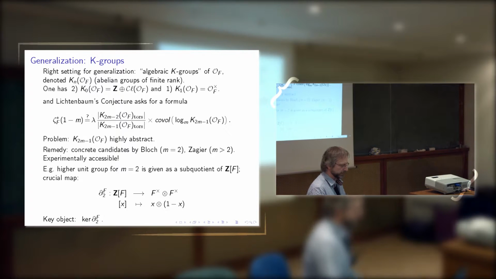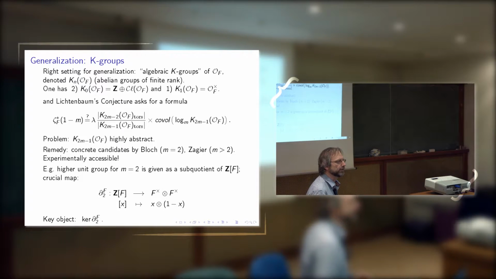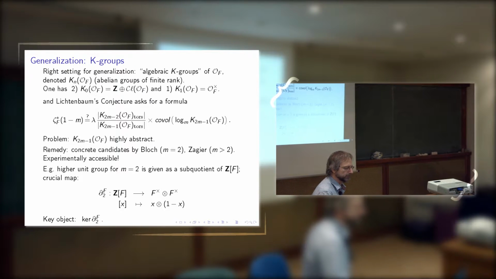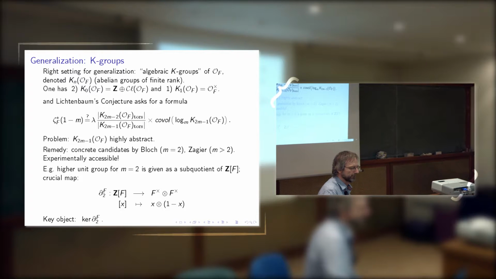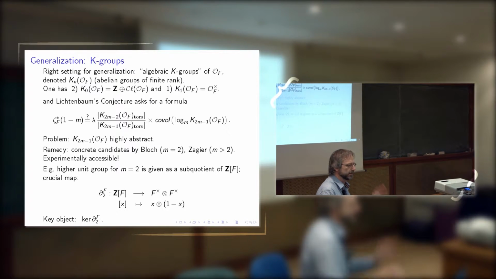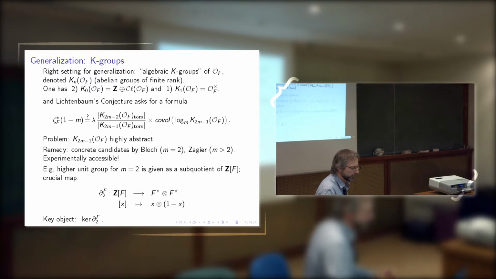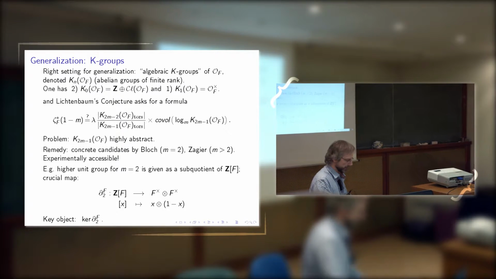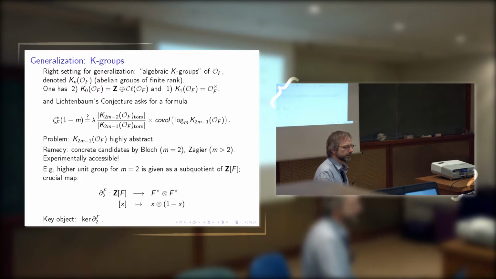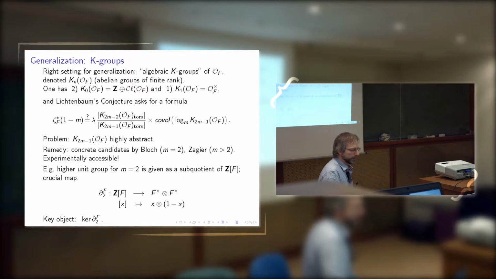So you take zeta f star, the first non-vanishing coefficient at 1 minus m, and it should be up to this missing factor lambda, a quotient of those groups: K_{2m-2}, you take the torsion and divide by the order of K_{2m-1}, so the torsion group of that. So these two give you an important part of the information.